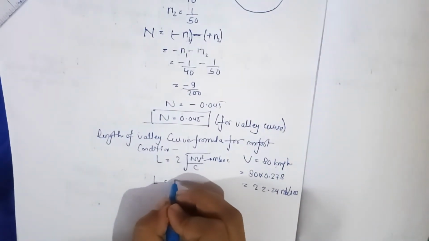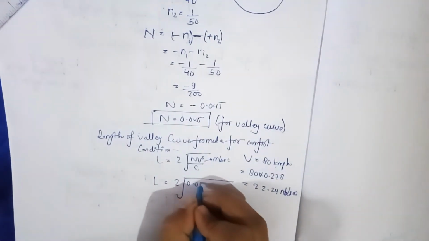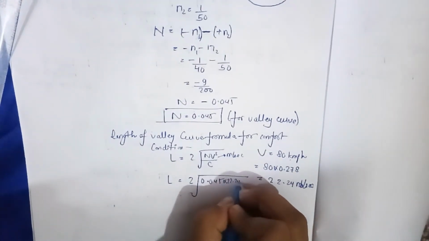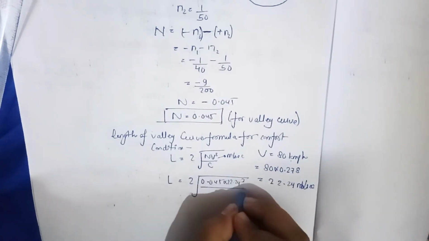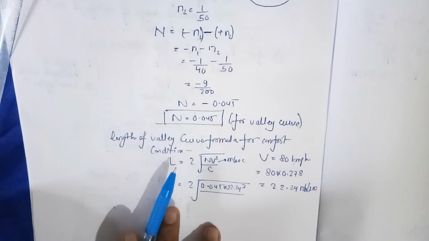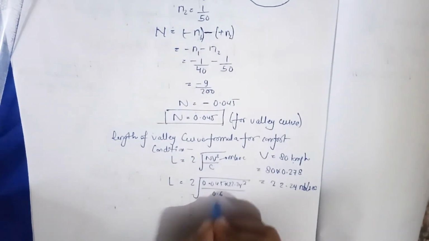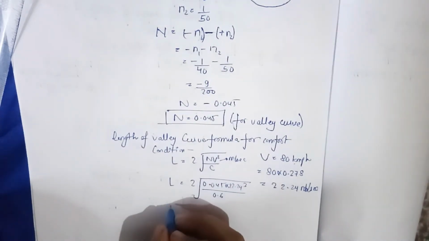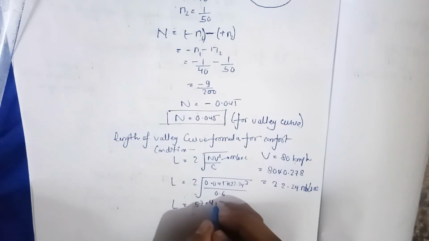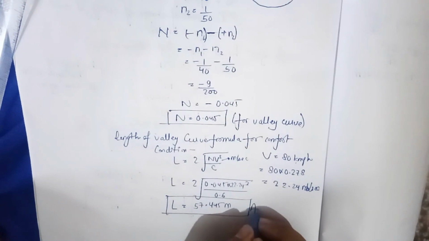Now we will put all these values here. L will be equal to 2 into N, which we calculated earlier as 0.045, and V, which we calculated as 22.24, and its cube. And what is C? I have told you that if the question does not mention the value of C, you have to take the value of C by default as 0.6. If you solve this, you will get the value as 57.445 meter. This is our required answer.